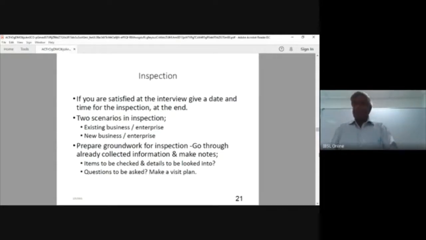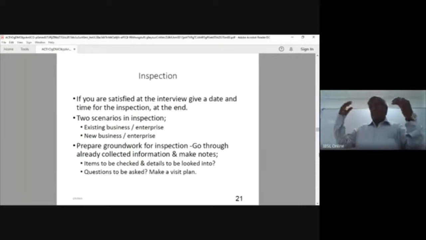In the case of a new business, there may be nothing, only the land and those things. But sometimes there may be some assets also. But in the case of an existing business, this is a running business, so there will be a lot of things you have to see and observe.